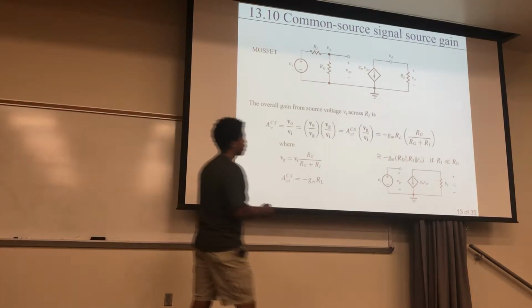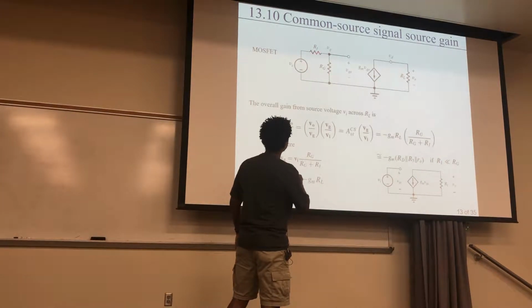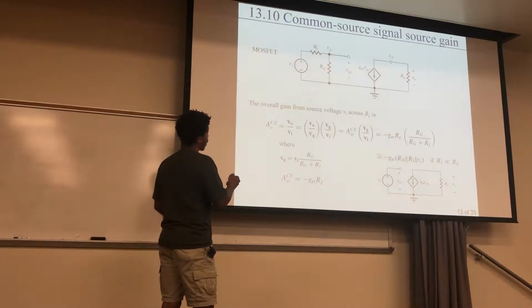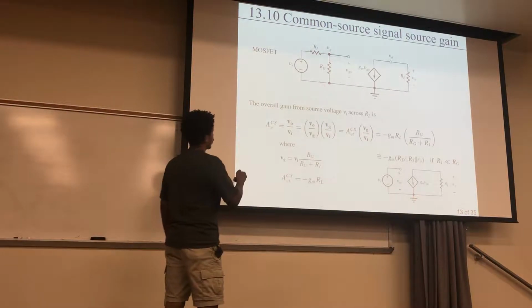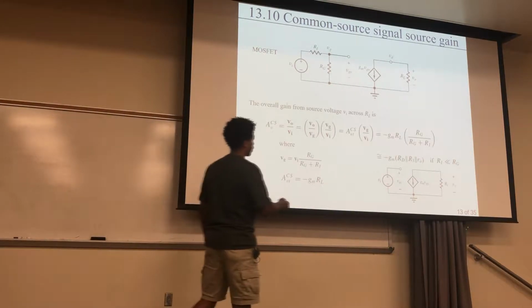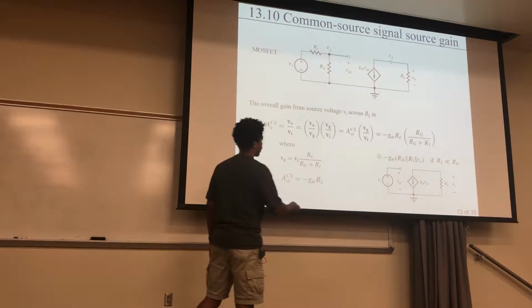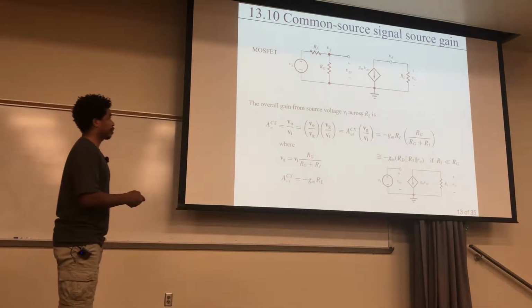Now, if your Ri right here is much, much less than this, then it becomes negligible. So you could think of it as this type of system here, where the voltage across here is the same as the voltage across here. So it's like your VG is equal to your VI. Okay, so that's what this is. Your VI is equal to your VG right there. And that's what that is.